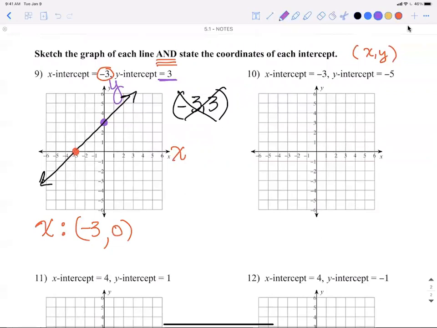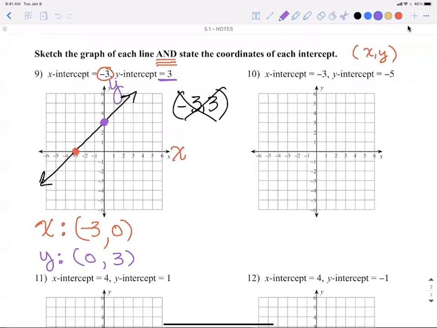Then if we go to the Y-intercept, okay, we want to know the coordinates of our Y point. Well, we know the Y value is +3. Our problem told us that. But what's the X value of that purple point?